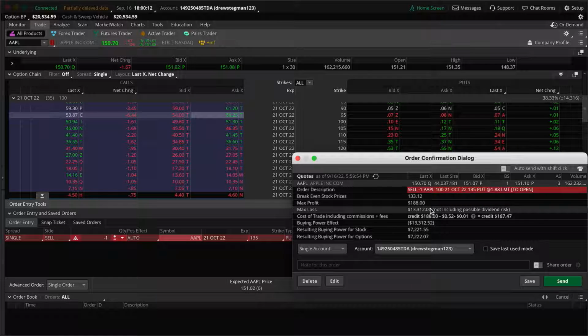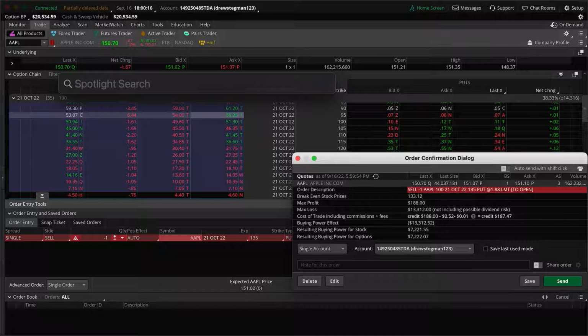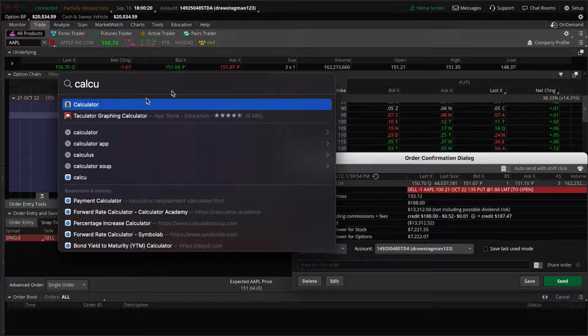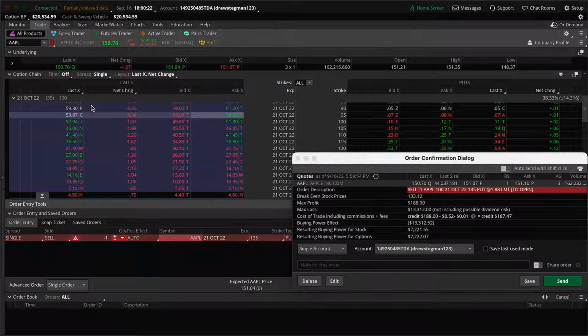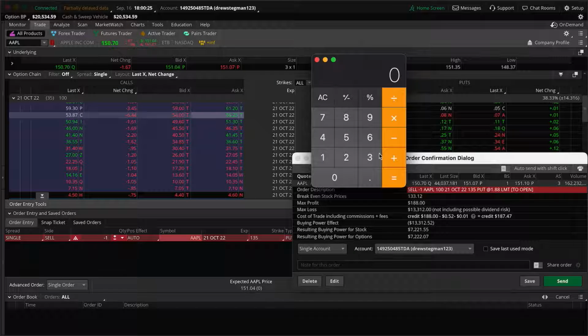Now the way they calculate this is you take the strike of 135, we can actually calculate this ourselves, and we can determine that the max loss that we could essentially get on this trade would be if Apple went bankrupt and it went to $0 per share. You take 100 shares times the strike of 135, and that's $13,500. However, we are getting $188. That doesn't include commissions. So when you do include the commissions, you're actually looking at $187.47.